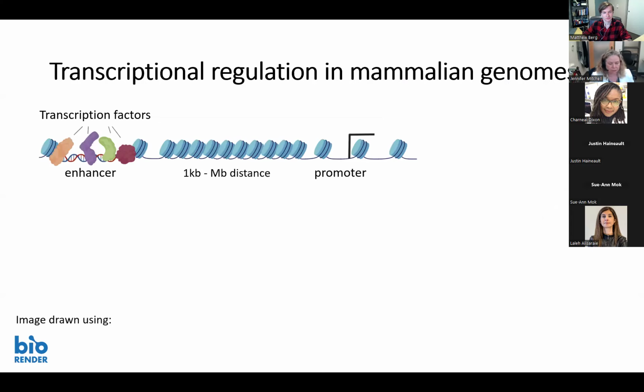There are many different types of regulatory elements. I'm going to be mainly focusing on one type called an enhancer. Enhancers will enhance the expression of their target gene. And unlike promoters, which are located quite close to the transcription start site of the gene, enhancers can be close or they can be millions of base pairs away from the gene that they regulate. And that presents a lot of problems in terms of figuring out where they are and exactly how they function.